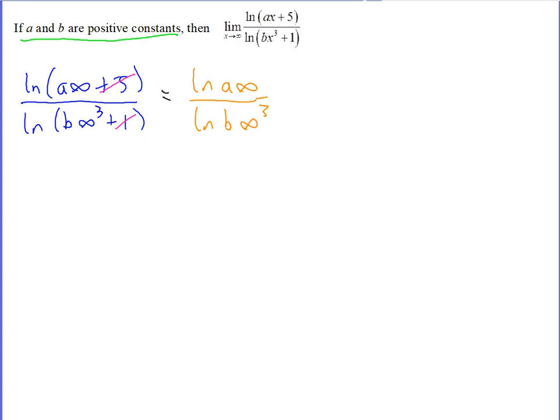Then what to do next to simplify this is to remember some of your log properties. Remember the natural log of x times y. One of those log properties, since logs are exponents, you can just add them. It would be the same as natural log of x plus natural log of y. So that's the log property we're going to use next. It is natural log of a plus natural log of infinity. And this one will be natural log of b plus natural log of infinity cubed.